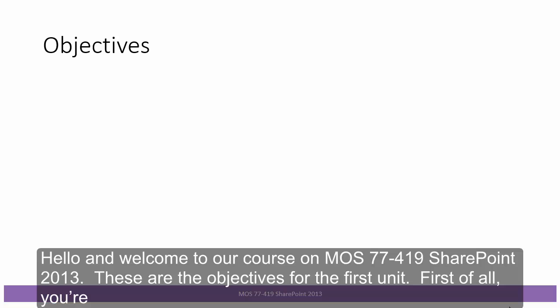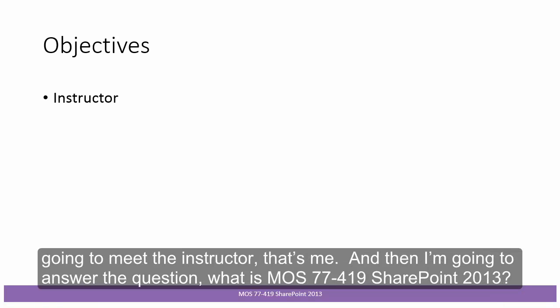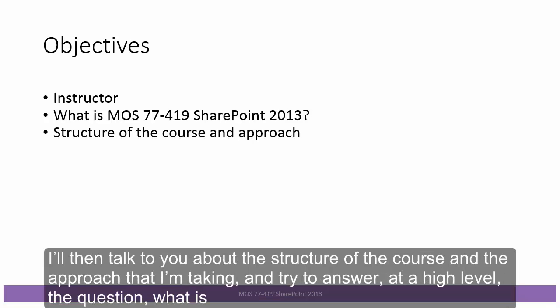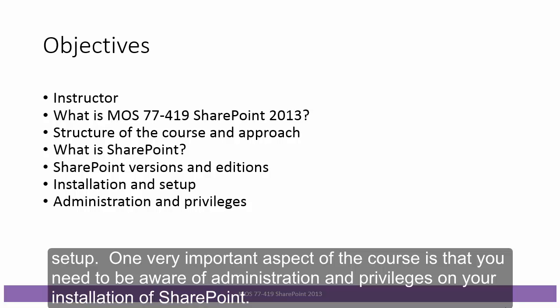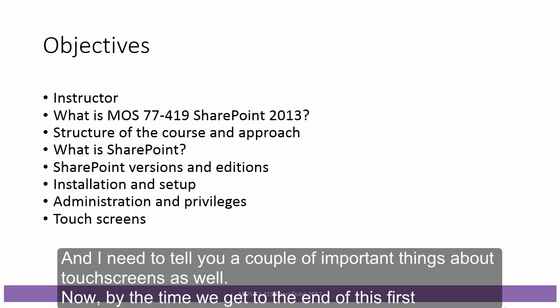These are the objectives for the first unit. First of all, you're going to meet the instructor, that's me. And then I'm going to answer the question, what is MOS 77419 SharePoint 2013? I'll then talk to you about the structure of the course and the approach that I'm taking, and try to answer at a high level the question, what is SharePoint? I'm then going to talk to you about SharePoint versions and editions, and I'm going to say a few things about installation and setup. One very important aspect of the course is that you need to be aware of administration and privileges on your installation of SharePoint. And I need to tell you a couple of important things about touch screens as well.